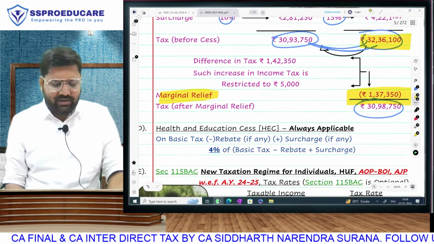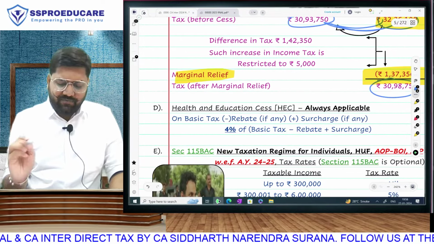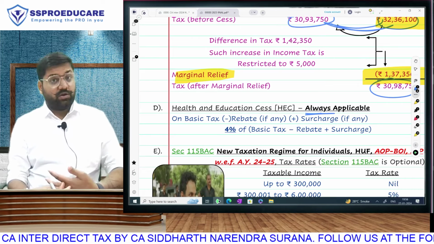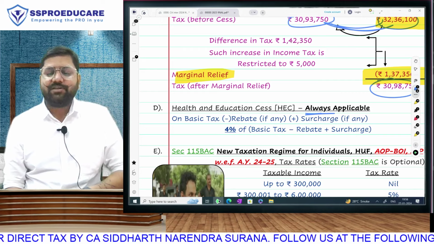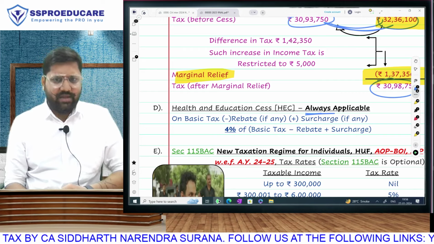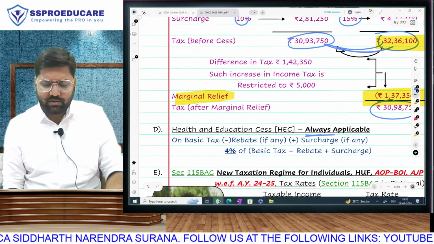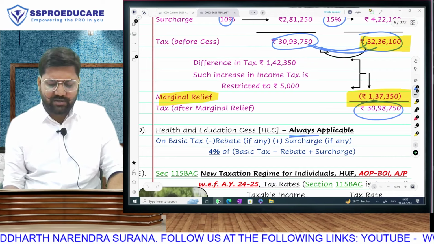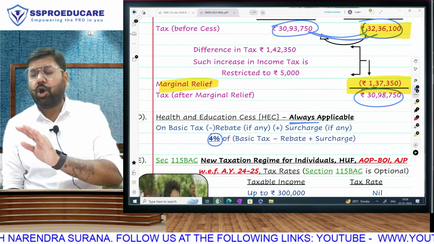After giving this, finally HEC, health and education cess, is always going to be applicable. One, it will always apply, no condition. For rebate there are 3 conditions: resident individual, income up to 5 lakh. For surcharge there is only one condition, that income should exceed the threshold of 50 lakh. For HEC there is no condition, it will always apply. When will HEC come? What's the answer to that question? Always. At what rate? 4% across the income tax law.